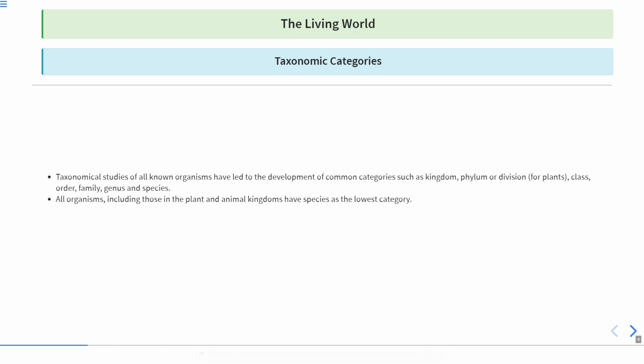Now, in the same way, we have class, order, family, genus, and species. All organisms, including those in the plant and animal kingdoms, have species as the lowest category. At the last, we have the species. So species is the lowest category, whereas the kingdom is the highest category, right?